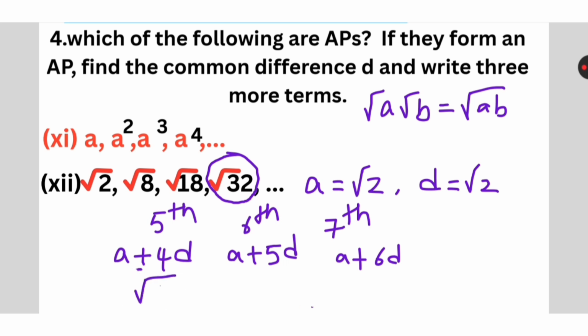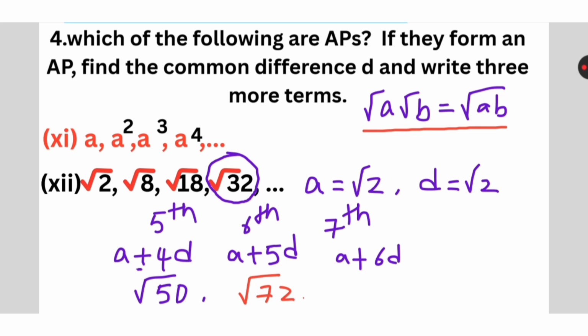That is the fifth term. Now the sixth term: a plus 5d. A is root 2, then 5d is 5 root 2. Here take root 2 common. We are left with 5 plus 1, which is nothing but 6. This 6, if you want to write it in terms of a root, root 36 is 6. So now it is in the form of root a times root b, and we can write it as root ab. That is root of 36 times 2, which gives root 72. That is our sixth term.